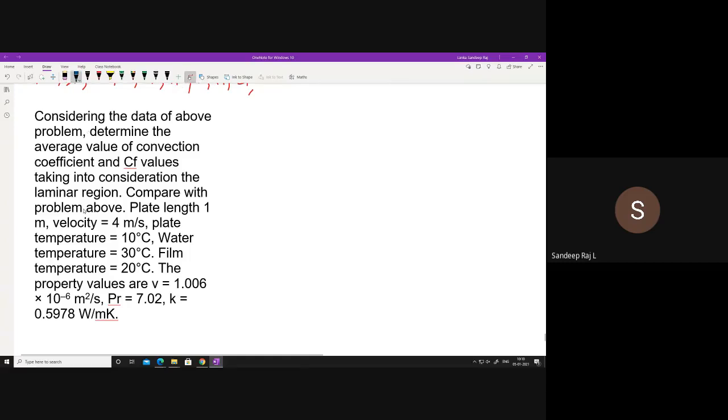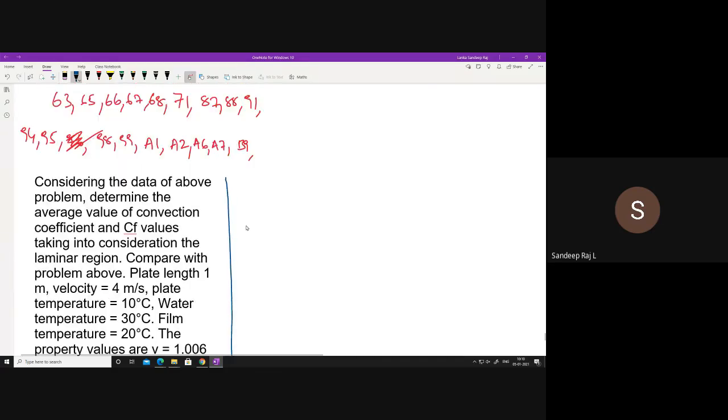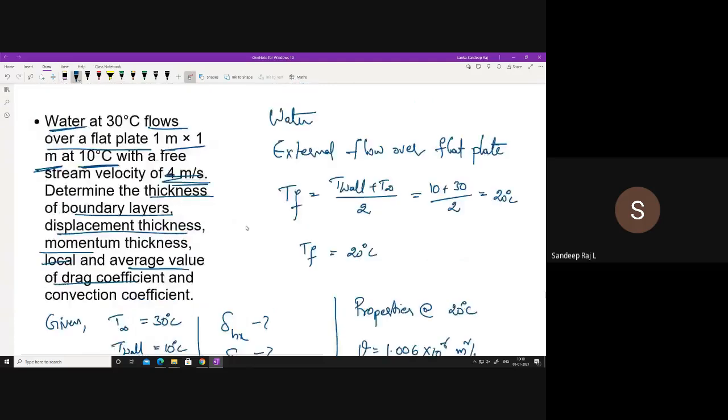This is our problem here. Before we go into this problem, let me ask you a question. Let me take this example itself, the previous one that we have solved in the last class. Let us look at this. If you look at this, can you tell me the point where the flow turns from the laminar to turbulent?